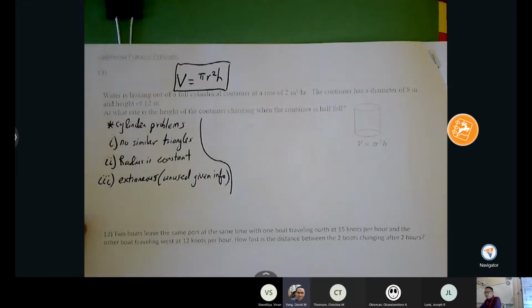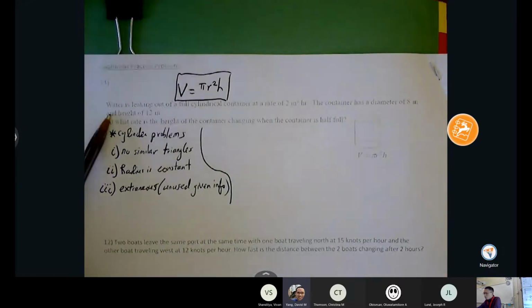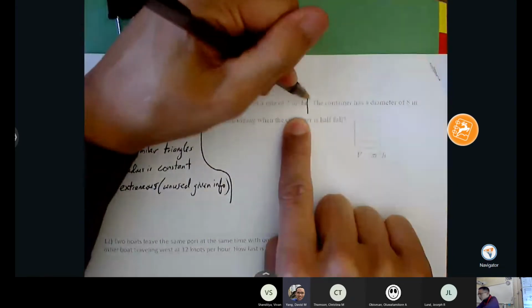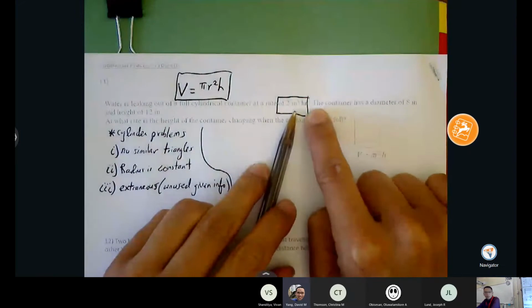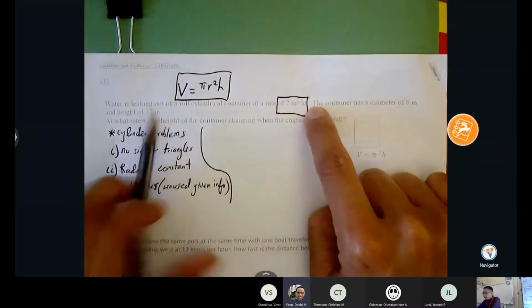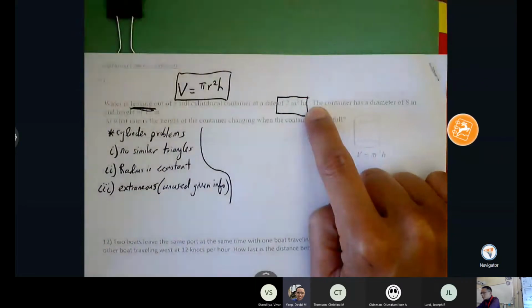So let's see if we can gather some information. Water is leaking out of a container at a rate of 2 cubic meters per hour. We know that we're dealing with volume. We know that we're dealing with a rate. So it must be dV/dt. Water is leaking out, so we know it's going to be a negative rate.